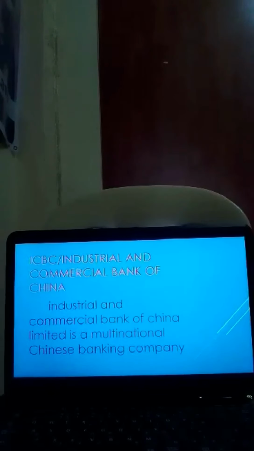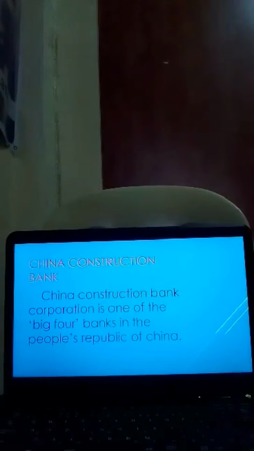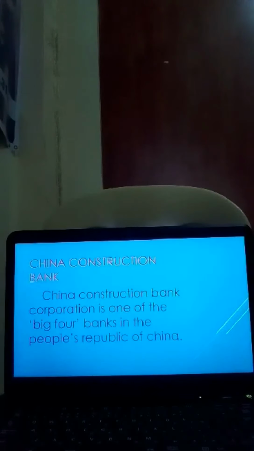Industrial and Commercial Bank of China Limited is a multinational Chinese banking company. ICBC was founded as a limited company on January 1, 1984. ICBC is a state-owned commercial bank. Next is China Construction Bank. China Construction Bank Corporation is one of the big four banks in the People's Republic of China. In 2015, CCB was the second largest bank in the world by market capitalization and the sixth largest company in the world.